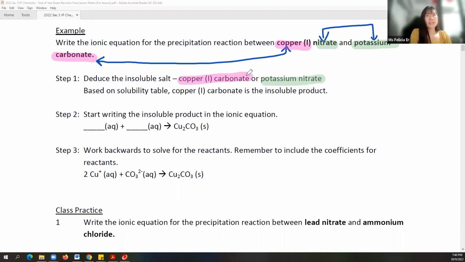So once you have exchanged partners for these 2 salts, you need to base on your memorizing of the solubility table. For these 2, which one is the solid one? Based on the solubility table, copper 1 carbonate is insoluble. So this is the solid.